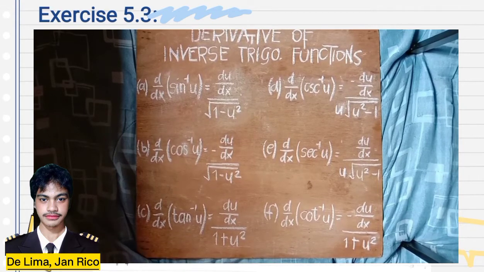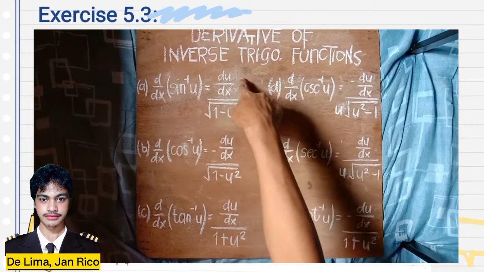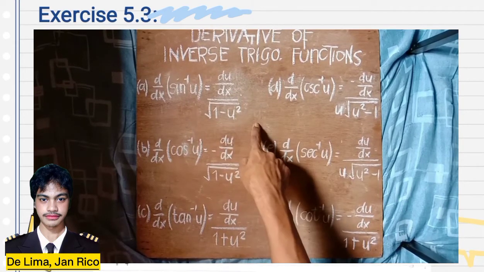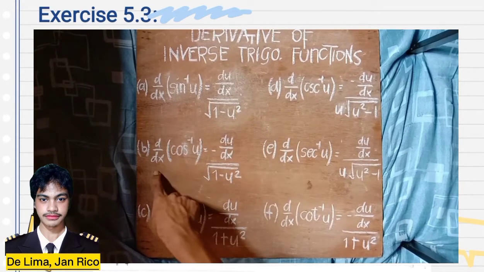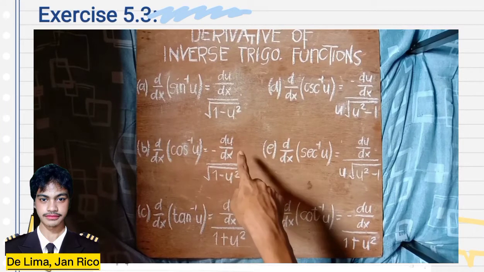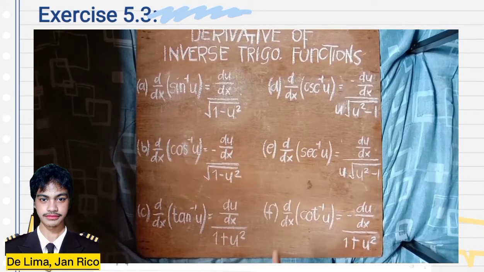Firstly, we have here the derivative of arcsine u is equal to the derivative of u with respect to x all over the square root of 1 minus u squared. Second, the derivative of arccosine u is equal to negative derivative of u with respect to x all over the square root of 1 minus u squared. The third one is that the derivative of arctangent u is equal to the derivative of u with respect to x all over 1 plus u squared.